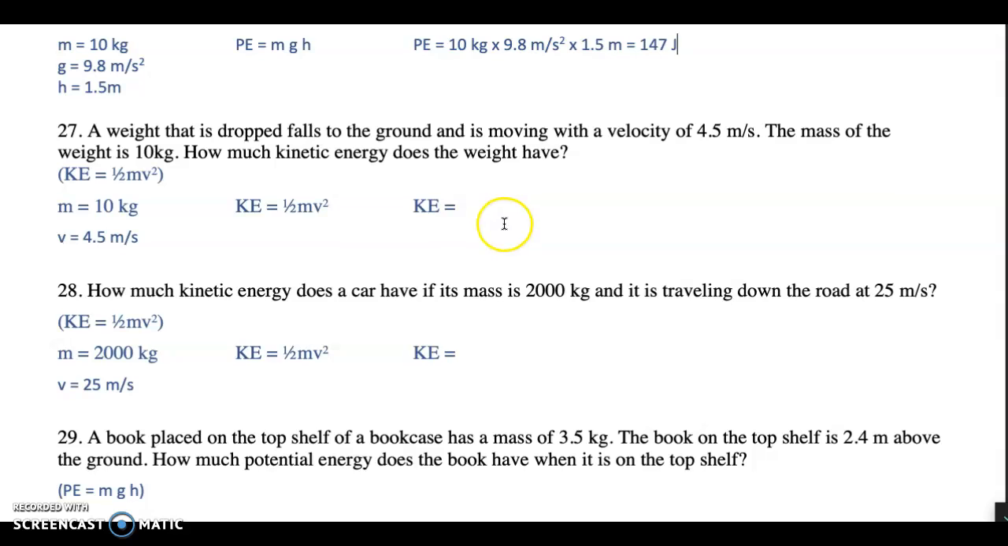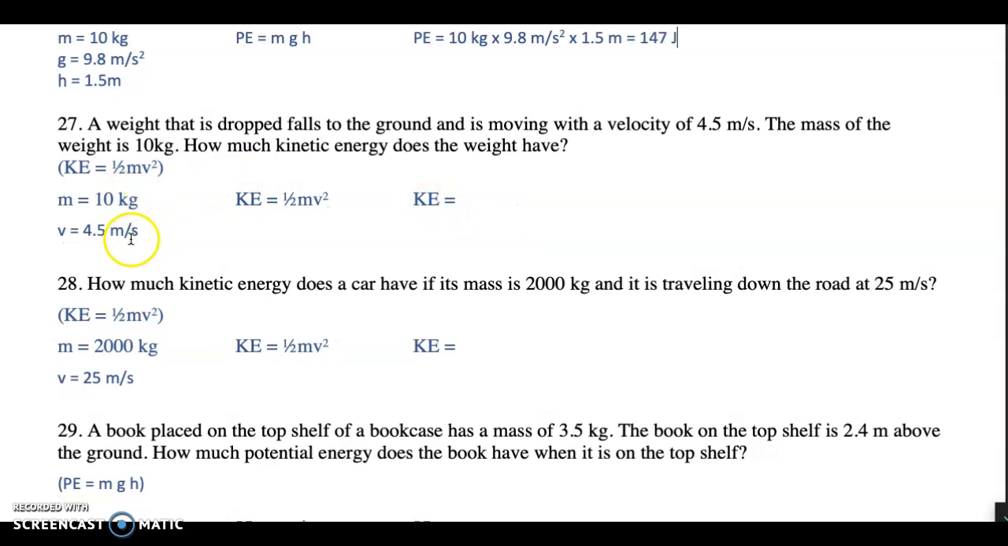Okay, here I've got kinetic energy, I've got mass and a velocity. So when I'm plugging this in, I'm going to get 1/2 times mv squared. Now here is 1/2, and then plug in my mass, times my mass, which is 10 kilograms, times, and then here's the big idea, whatever my velocity is, in this case 4.5, I have to plug that in first to my calculator.